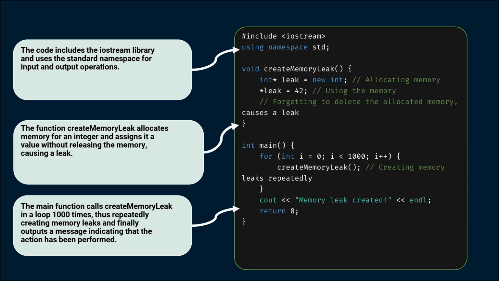It doesn't free this memory using delete. Each time createMemoryLeak is called, it creates a new integer without any corresponding deallocation. This leads to increasing memory usage over time. Moving on to the main function, we've got a loop that iterates 1,000 times, repeatedly calling createMemoryLeak. This really exemplifies a scenario that could happen in a larger application if memory isn't managed properly.